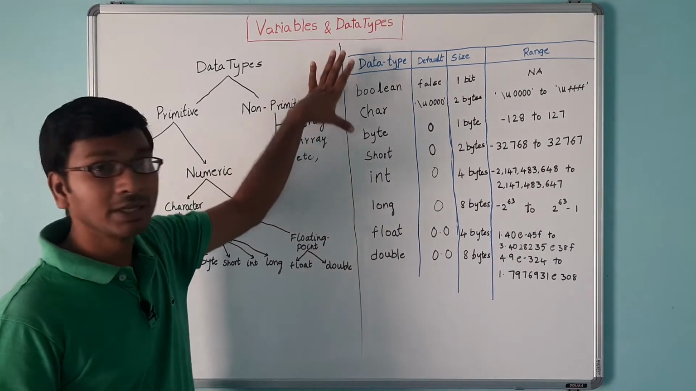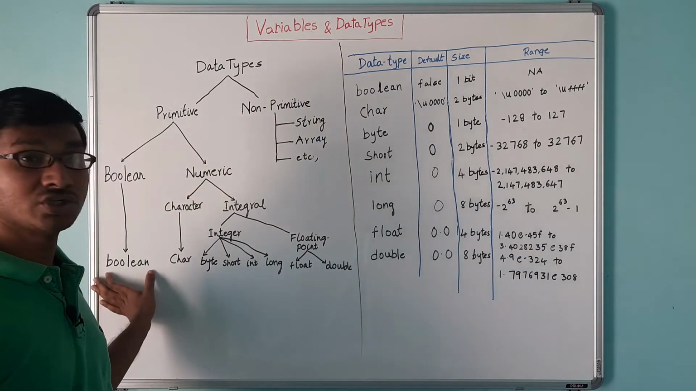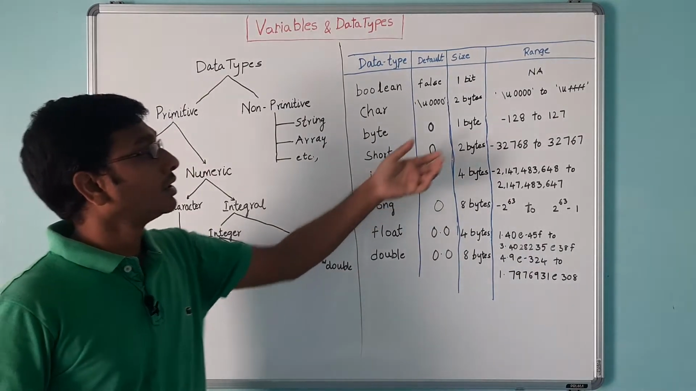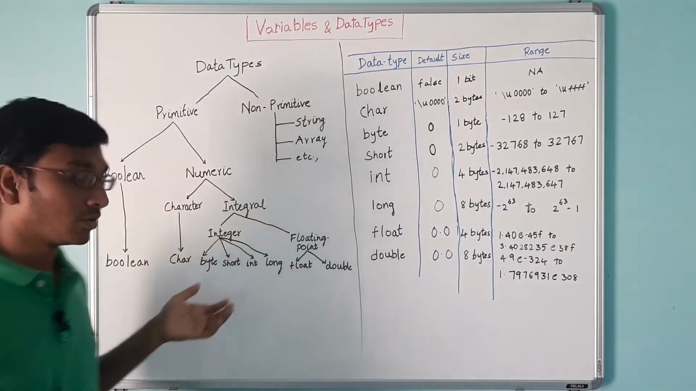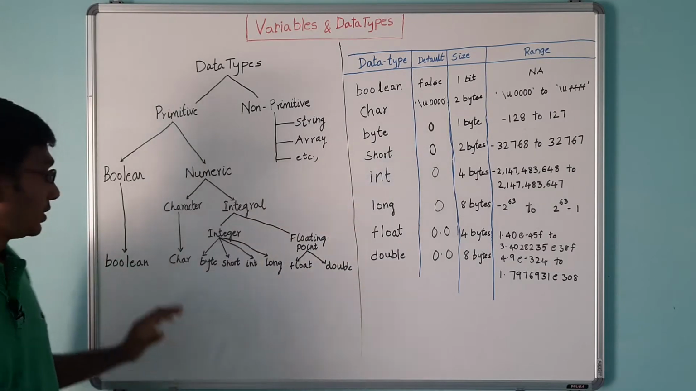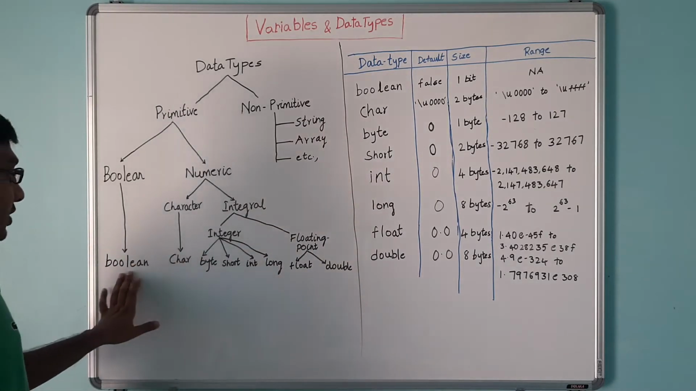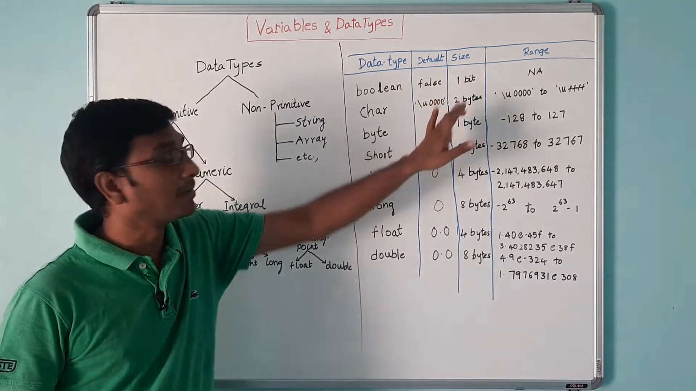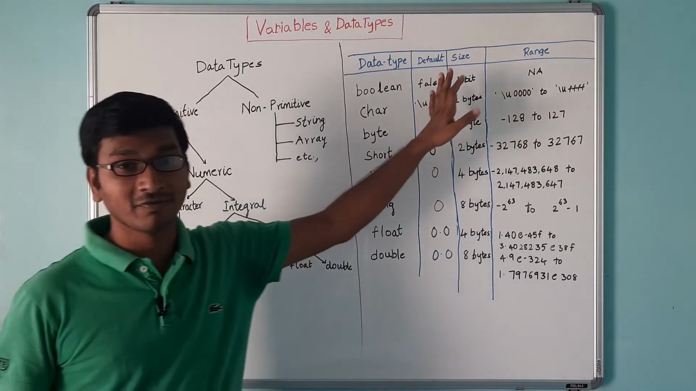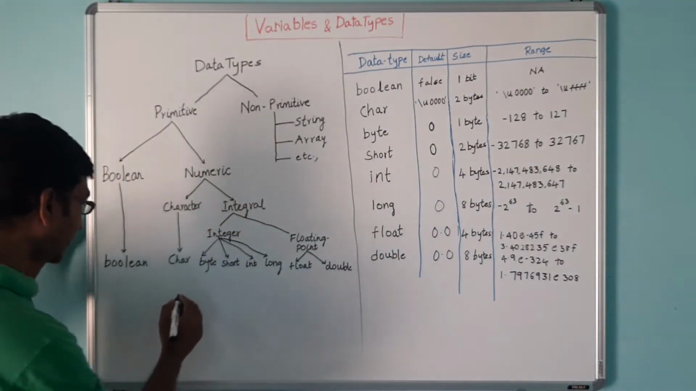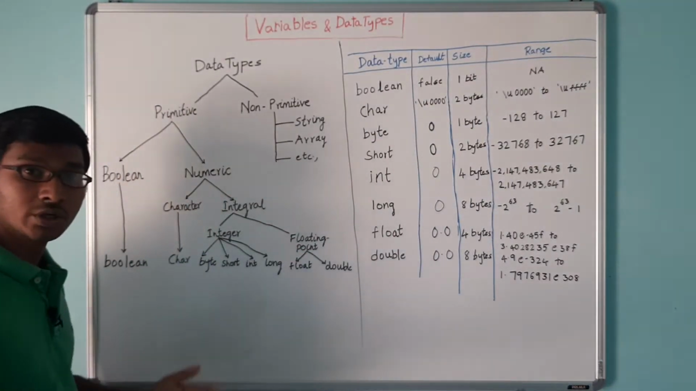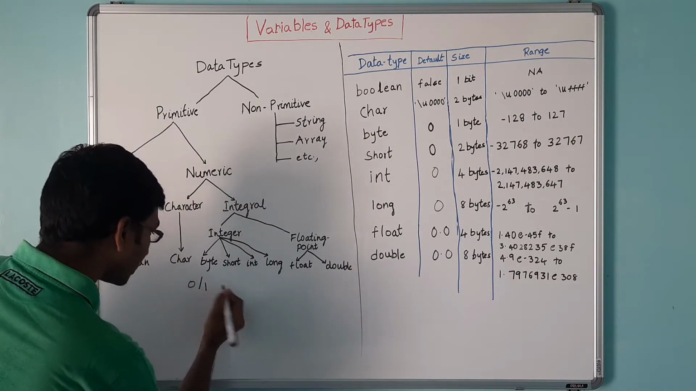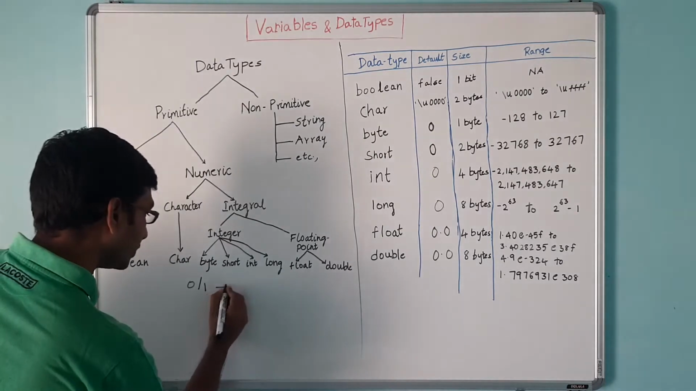We also have a table here which says, for each data type, what the default value is, what size we need in memory, and what range of values it can hold. We'll go through them one by one. Boolean takes either true or false, the default value of boolean is false, and the memory required for it is only one bit. Memory is usually stored in bits, and one bit is represented with either 0 or 1.